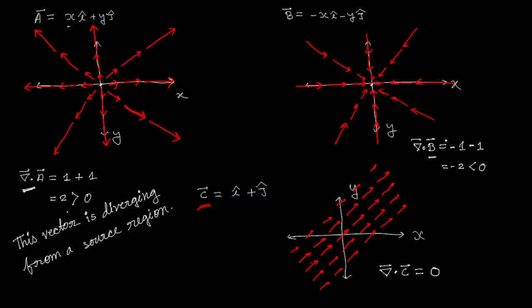When the divergence of a vector field is less than 0, it will give you this kind of nature. So we can write here that if the divergence of a vector field is negative, then we can say this vector is converging into a sink region.